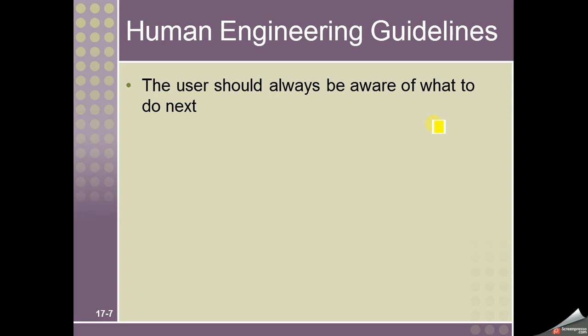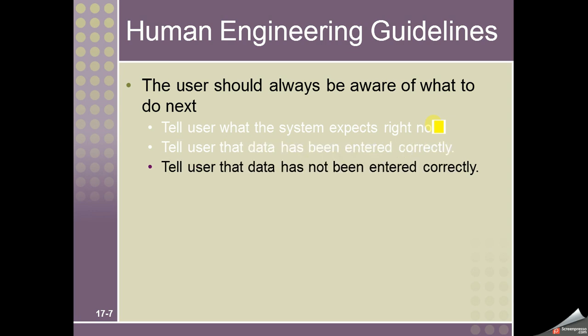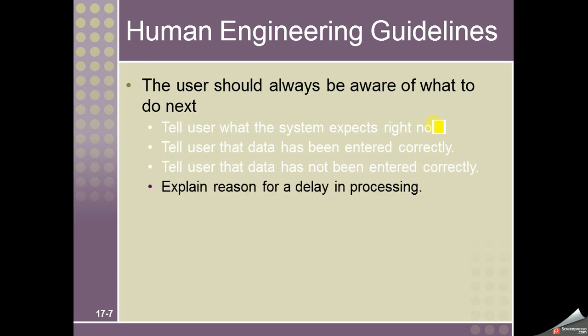Then very briefly, some human engineering guidelines or the psychological aspects. The user should always be aware of what to do next. Tell the user what the system expects right now. We should use proper action verbs and clear nouns to tell the users what the system expects from them. Tell the user that the data has been entered or it has not been entered correctly. So the users should always know what is going on in the system, whether the data has been entered or it was not entered. Explain the reason for a delay in processing.